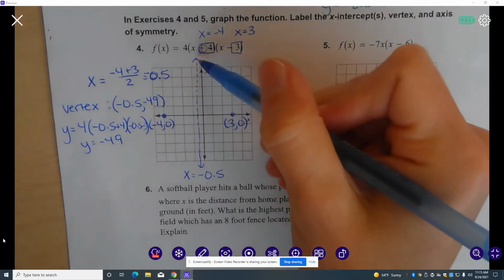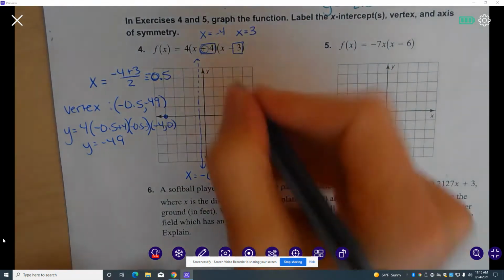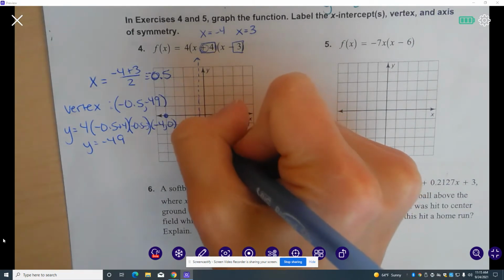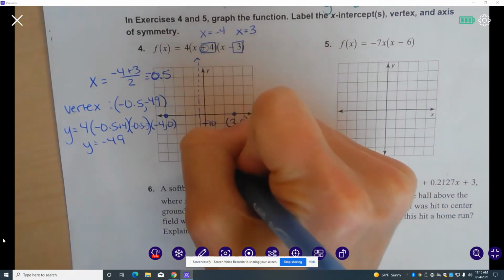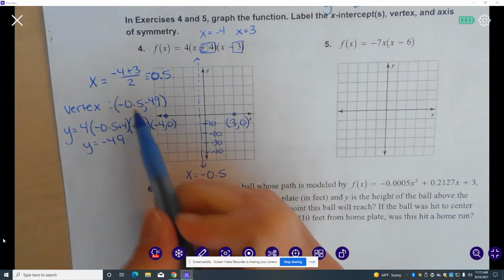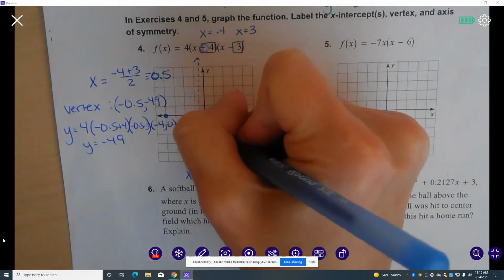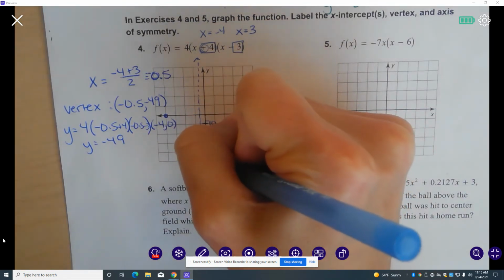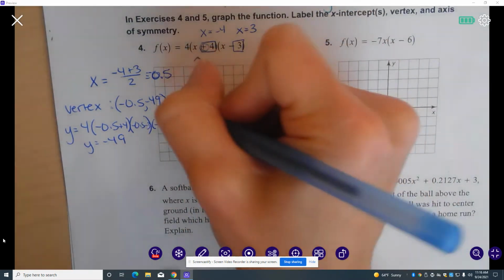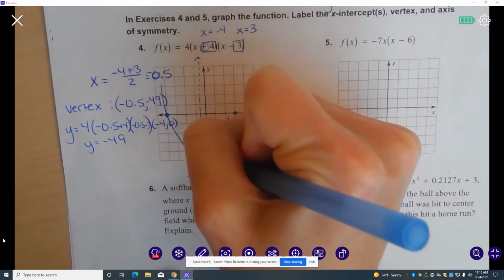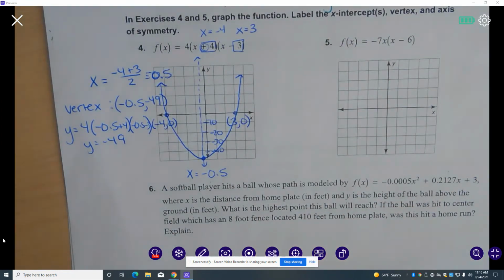I can tell I'm going to need to use a different scale on my y-axis. I'll count by tens. So this will be negative 10, negative 20, negative 30, negative 40. So if I'm going to plot the vertex negative 0.5, negative 49, I'm going to go down almost until negative 50. And there's my vertex. Now I'm ready to graph. So I'm going to graph my parabola using the vertex and the x-intercepts.